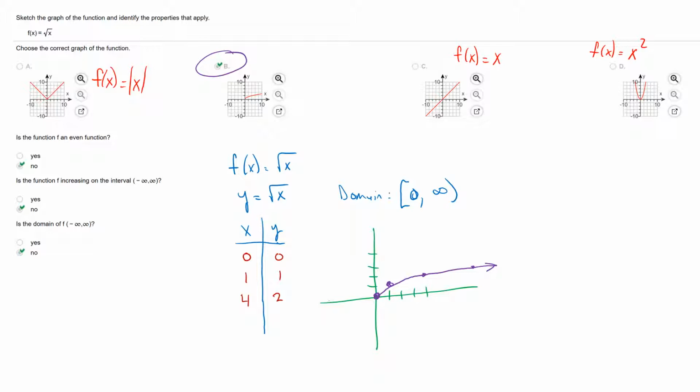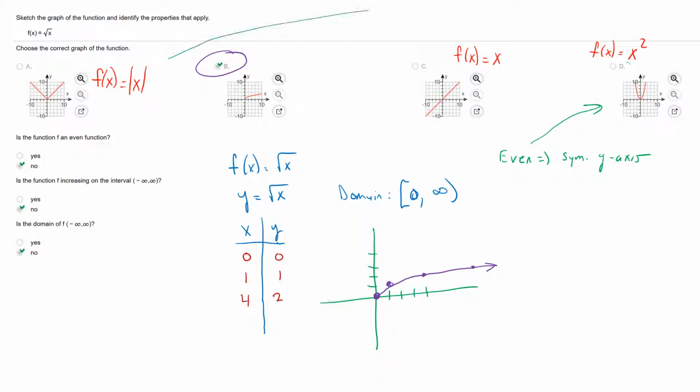Is this function an even function? Well, an even function means that it's symmetrical with the y-axis. So an even function is always symmetrical with respect to the y-axis. And this graph is not symmetrical with respect to the y-axis. Now, graph D over here is an even function. Notice that the graph of f of x equals x squared is symmetrical with the y-axis. We see the same thing on both sides of the y-axis. So the square function, graph D, would be an example of an even function.